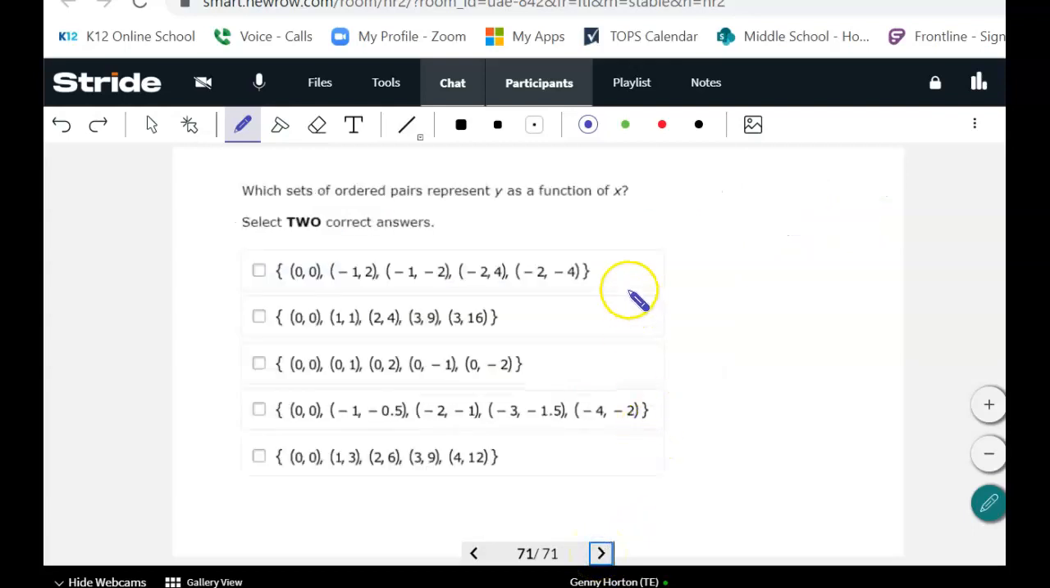All right, y'all, this is our last one. Which set of ordered pairs represents y as a function of x? Remember, in order for it to be a function, the x values cannot repeat. So we have 0, -1. Oh, there we go. That's not it. 0, 1, 2, 3. Oh, nope. The 3's repeat. And then here, oh, lots of zeros. 0, -1, -2, -3, -4. All right, and then make sure the last one, we have 2 correct answers, 0, 1, 2, 3, 4.